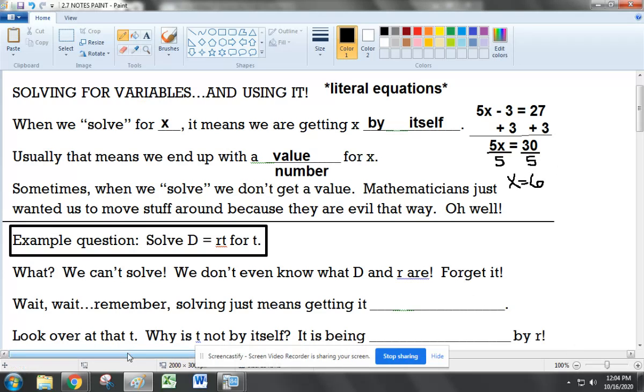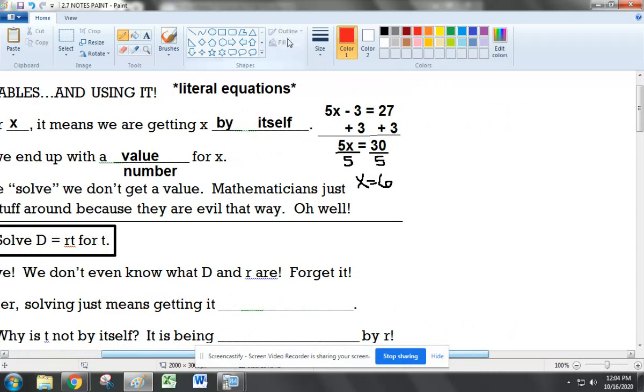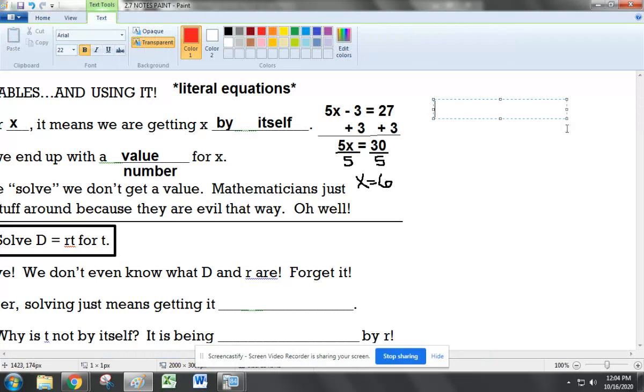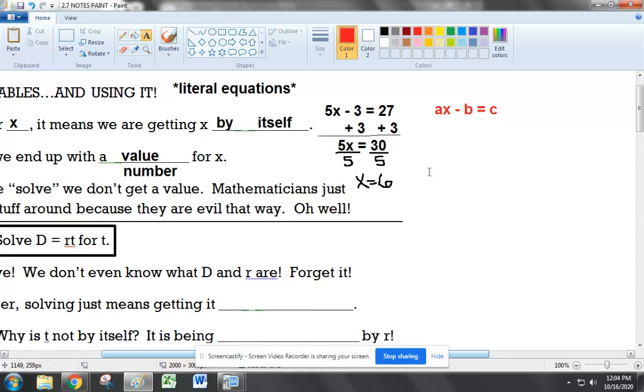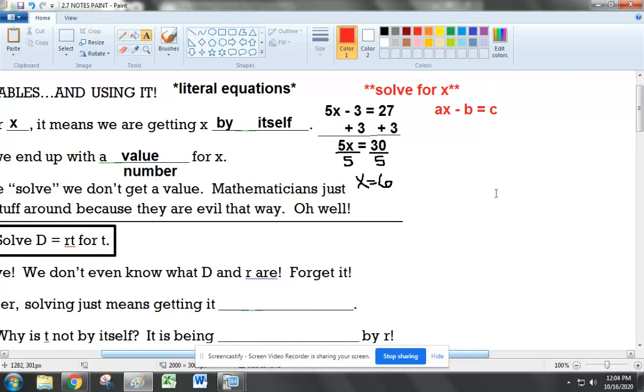The difference today is that now you're going to get things that look like this. You may still be solving for x, or it may be another letter, but it'll look like this: ax minus b equals c. Both of these, the directions are solve for x, but it means very different things because now we don't have any numerical values. We just see ax minus b equals c.